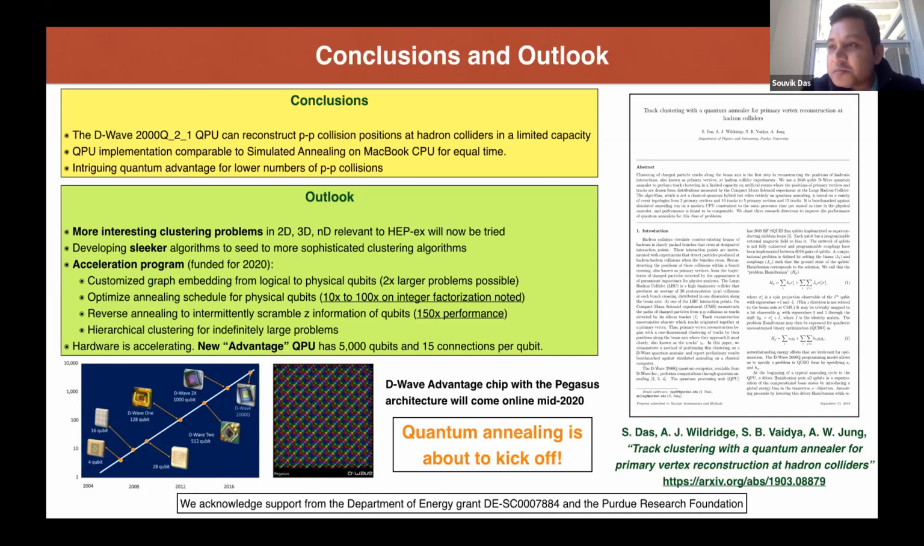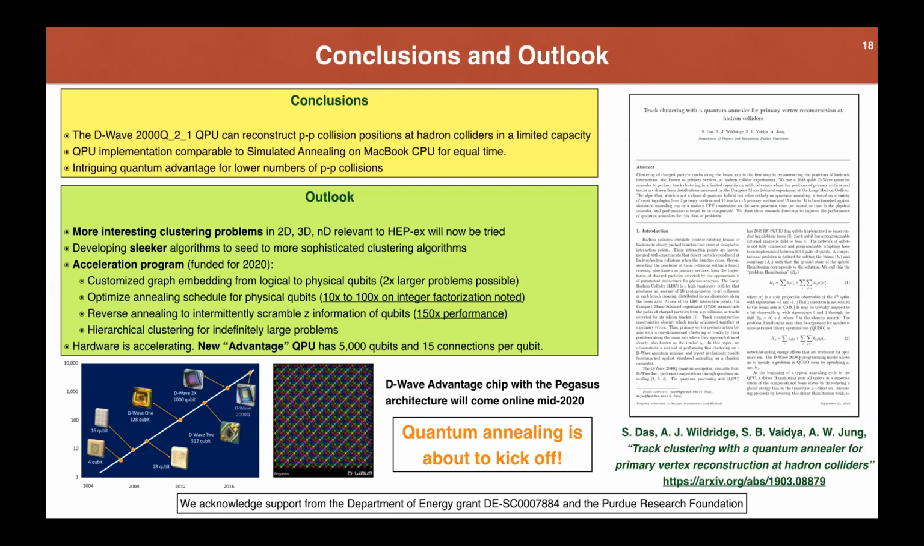We hope to see if we can get some real HEP problems onto quantum annealers and see how much better they do than other optimization problems. Of course, our paper is on arXiv, and you can take a look at it. We're going through peer review. We acknowledge support from the DOE and the Purdue Research Foundation. Thank you very much. Any questions? All right, thank you very much.